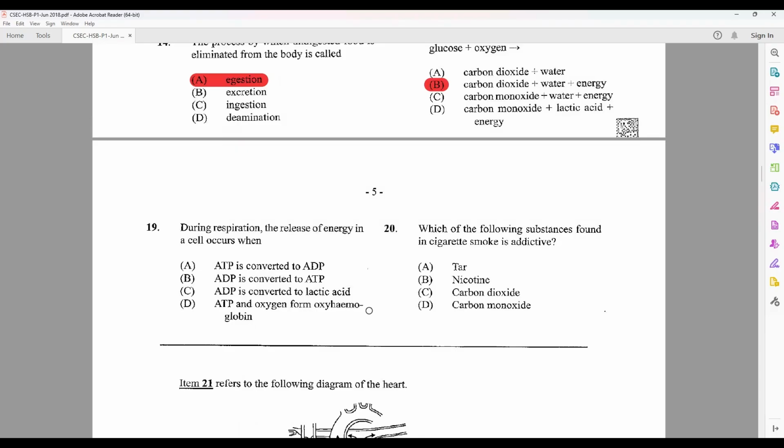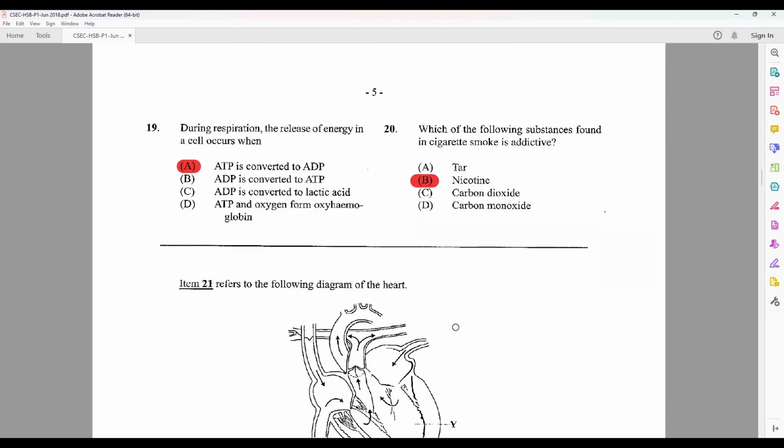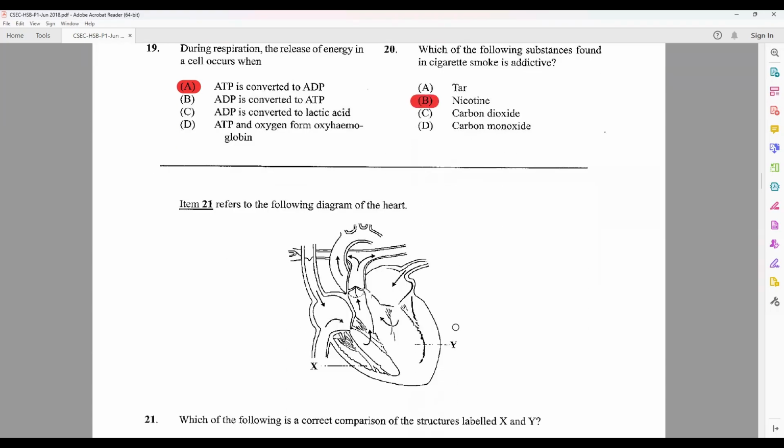Number 19, during respiration, the release of energy in a cell occurs when ATP, adenosine triphosphate, releases its energy and is converted to ADP, adenosine diphosphate. So A is the answer. Question 20. Which of the following substances found in cigarette smoke is addictive? Nicotine, one of the most addictive substances in the world, makes B the answer for number 20.